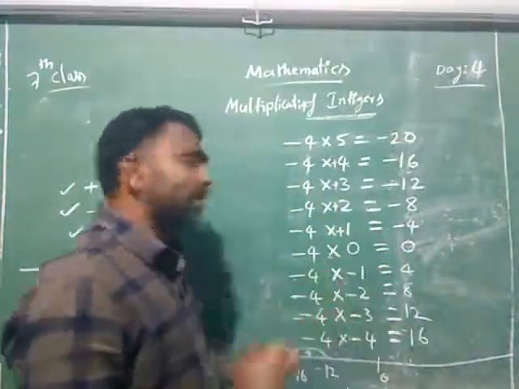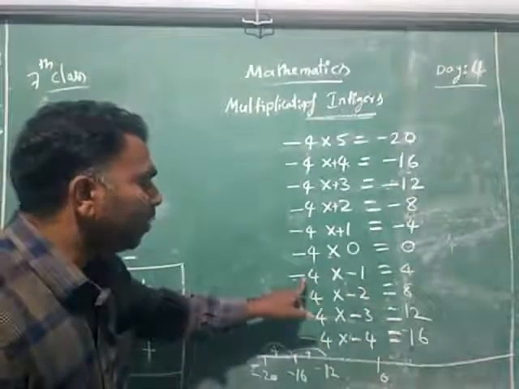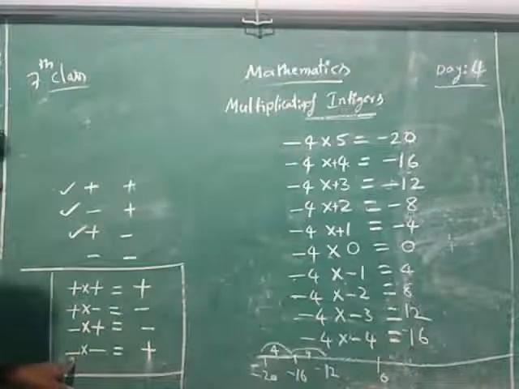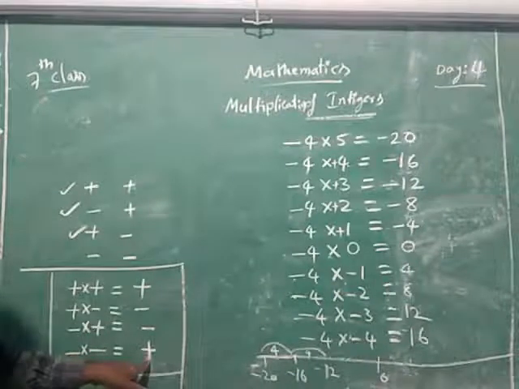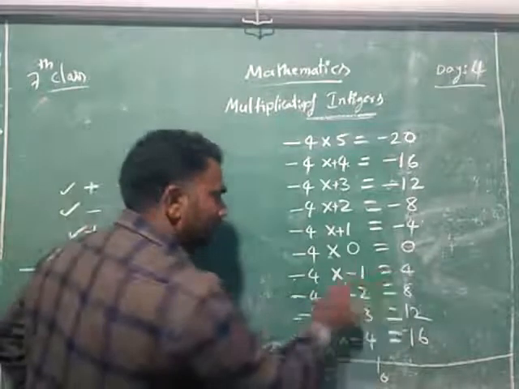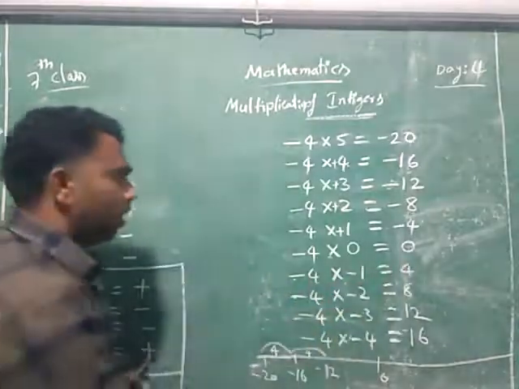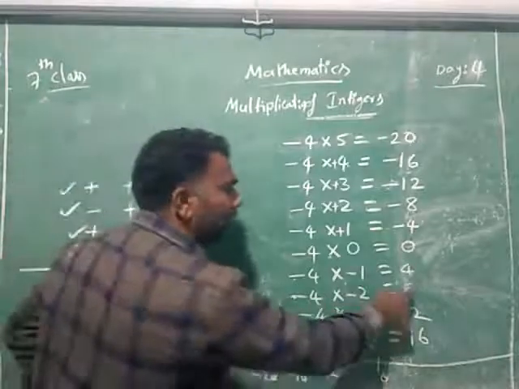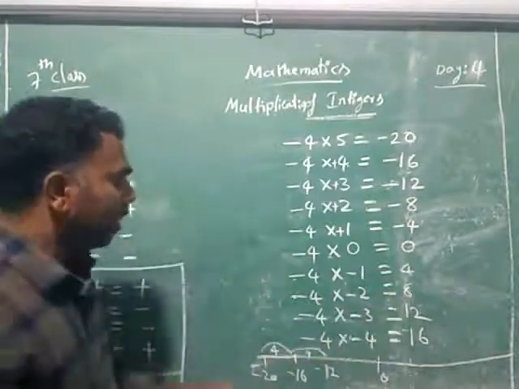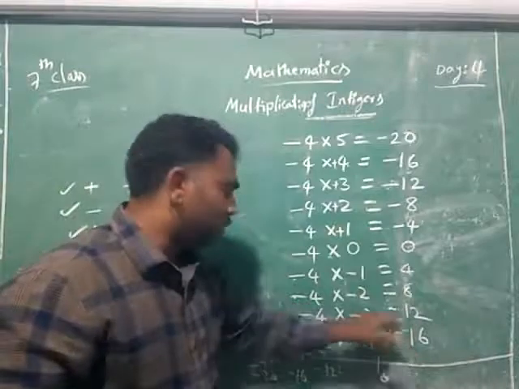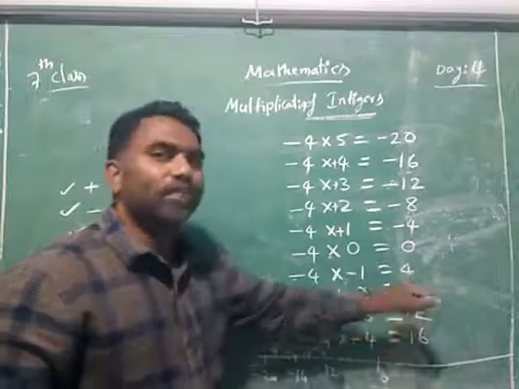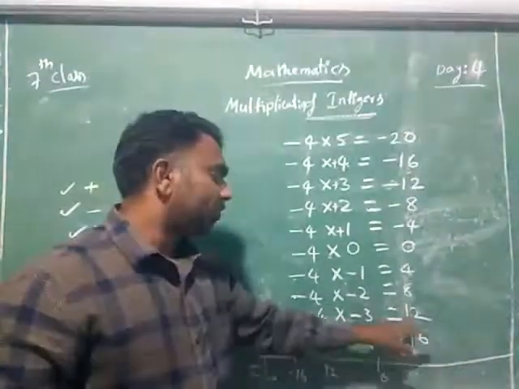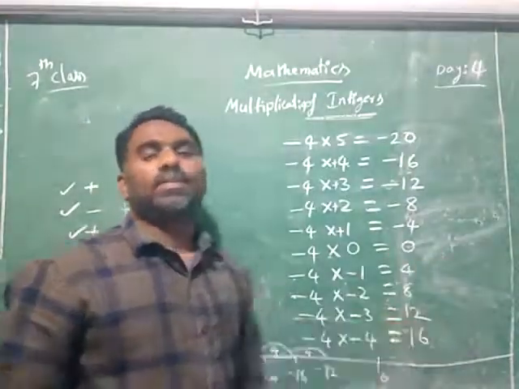But observe carefully, without the sequence also you can say the answers here. See, it is minus into minus, plus. That's why the answer will be plus. 4 ones are 4. Minus into minus, plus, and 4 twos are 8. That's why the answer is plus 8. Minus into minus plus, 4 threes are 12, so plus 12. Minus into minus plus, 4 fours are 16, so the answer is plus 16.